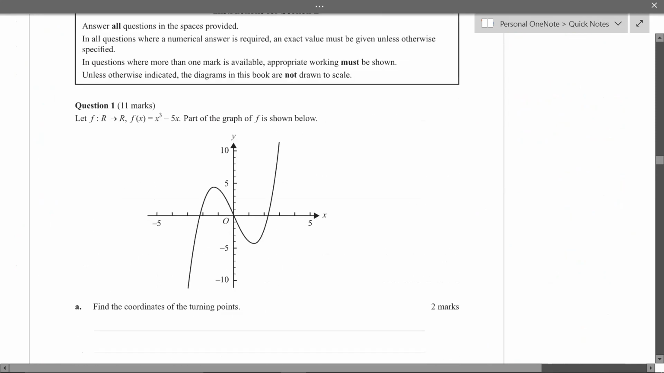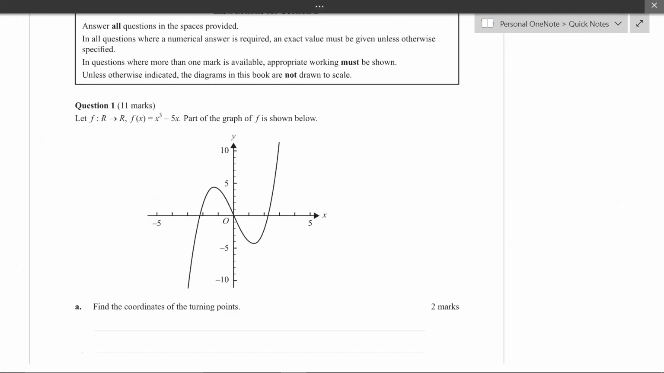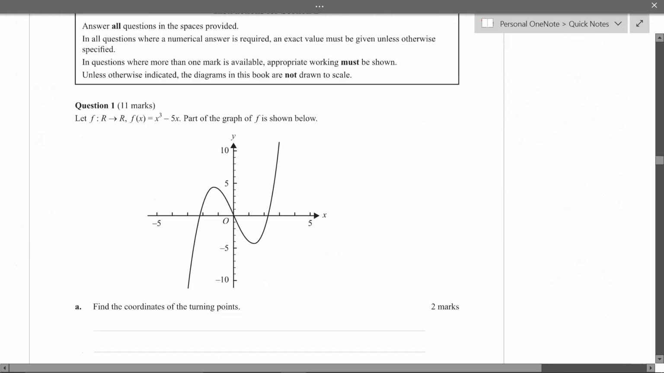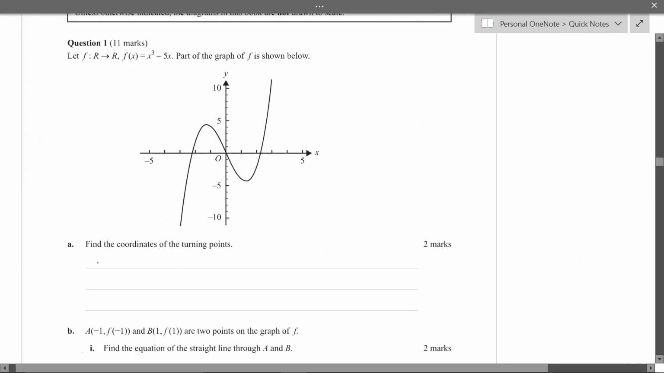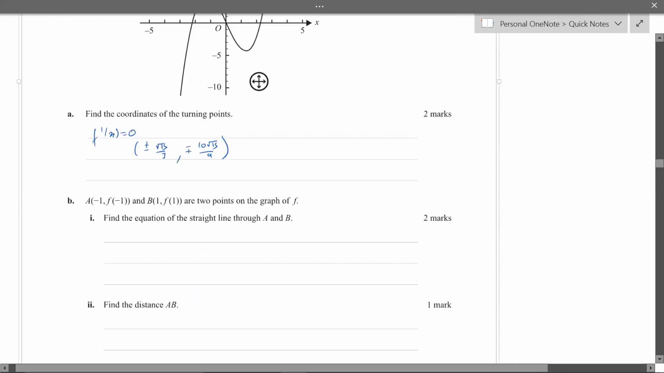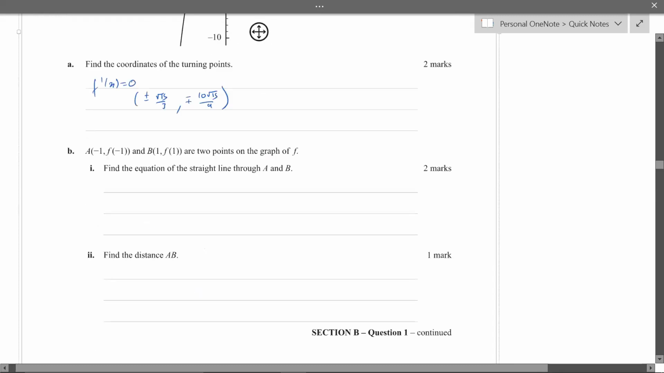Question 1's pretty simple. It's just your normal calculus functions and stuff. So find the coordinates of the turning points: just let f dash x equal 0. Put that into your CAS. You should get plus minus 15 on 3, plus minus 10 root 15 on 9.